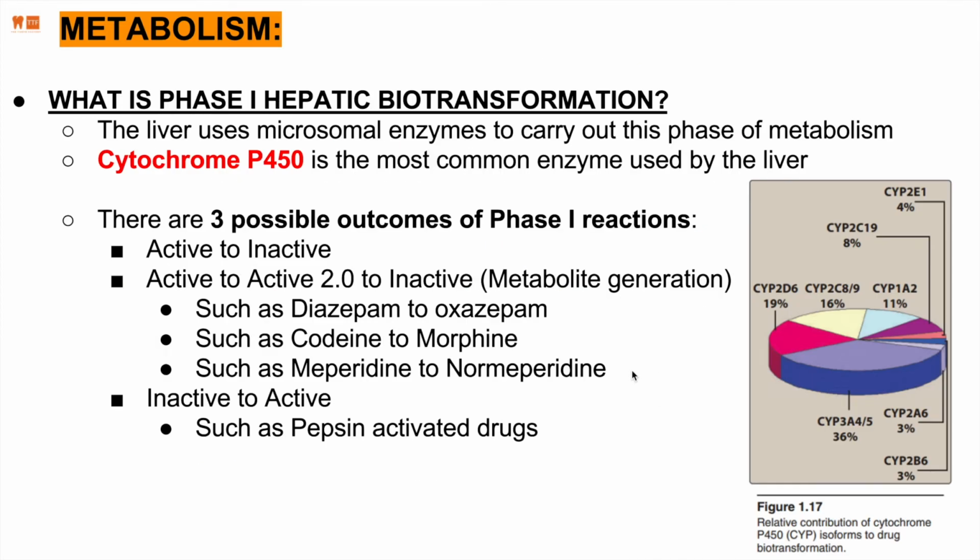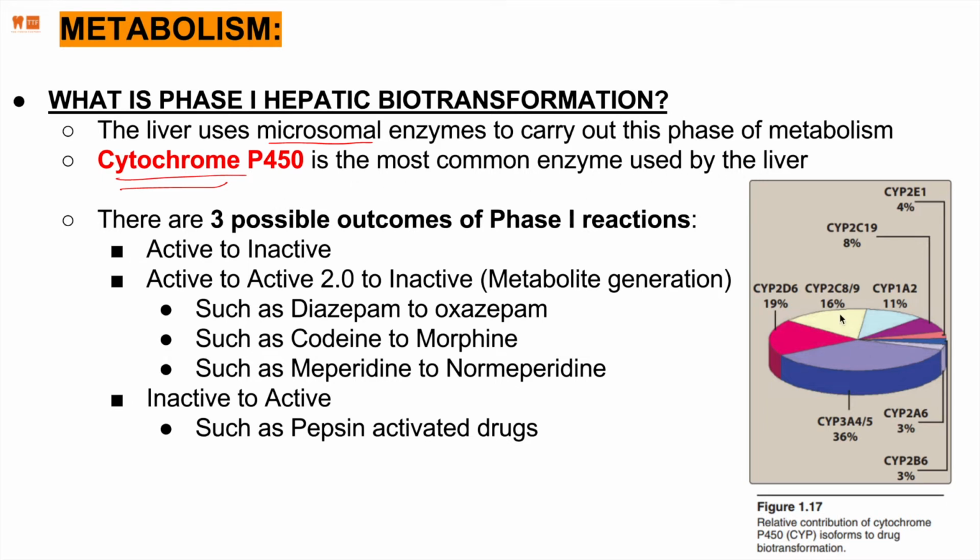So let's take a deeper look. What is phase 1 hepatic biotransformation? The liver uses microsomal enzymes to carry out this entire phase of metabolism. Those enzymes are in the family umbrella known as cytochrome P450, which is the most common enzyme used by the liver.